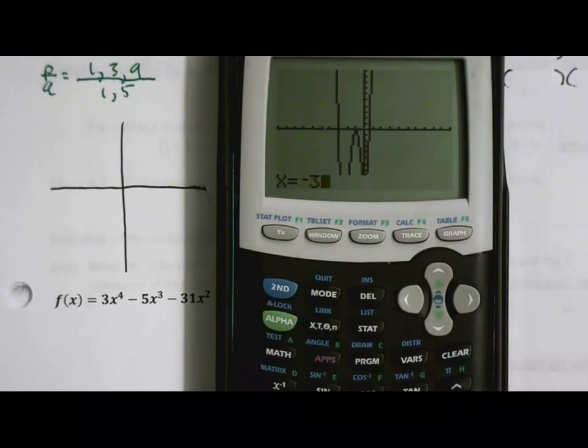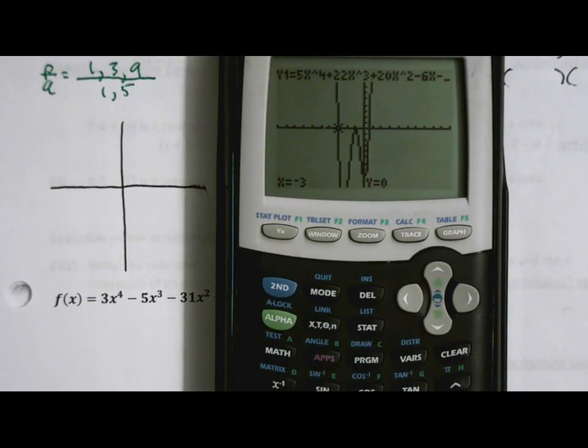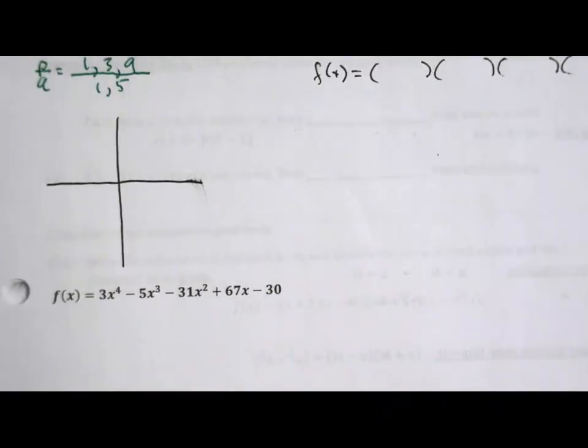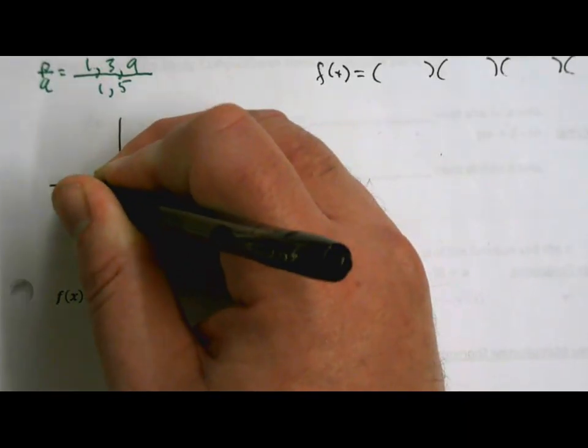What am I hoping I get back? If -3 is an intercept, if it's a 0, then I should get 0 back. Is it? You getting 0 back? Sweet. All right. Hey, guess what, guys? We found one of our zeros, and I know that I have an x-intercept at -3.